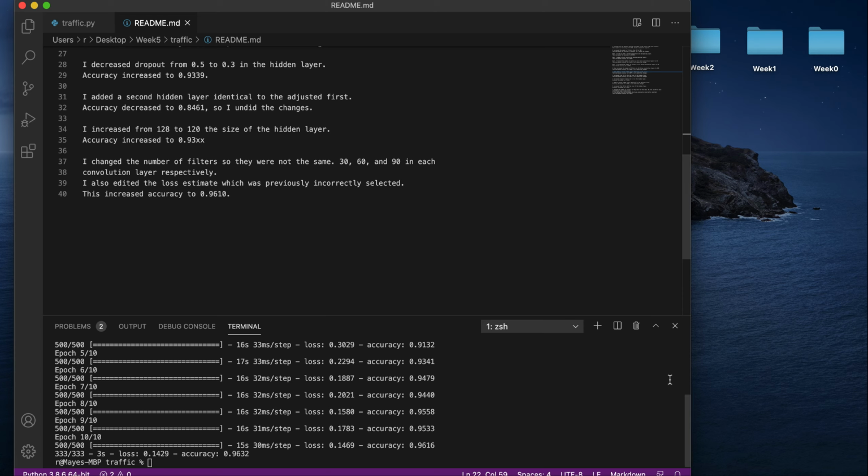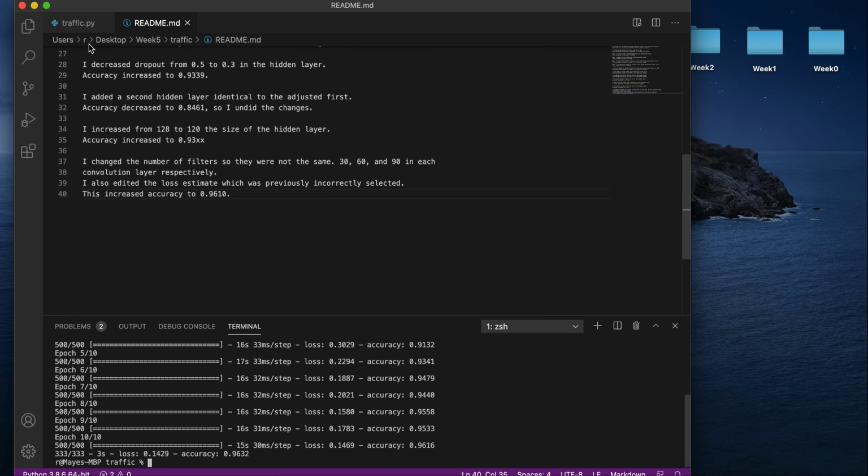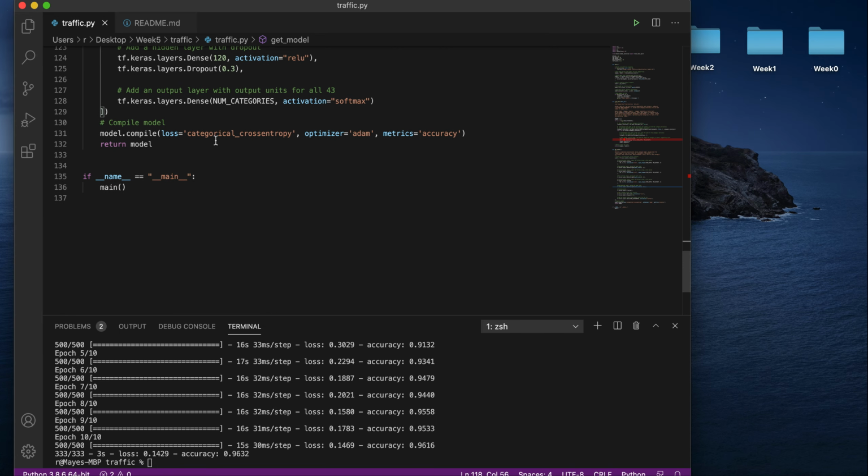But finally, I tried making the filters different, so I just went 30, 60, 90, and that seemed to bump it up. And I changed the loss estimate as well, and so finally I got to about 96% accuracy, and I've been actually able to replicate this. So after many, many hours of trial and error, here we have something acceptable. And the loss function, just to be clear, I found the correct one was categorical cross entropy.